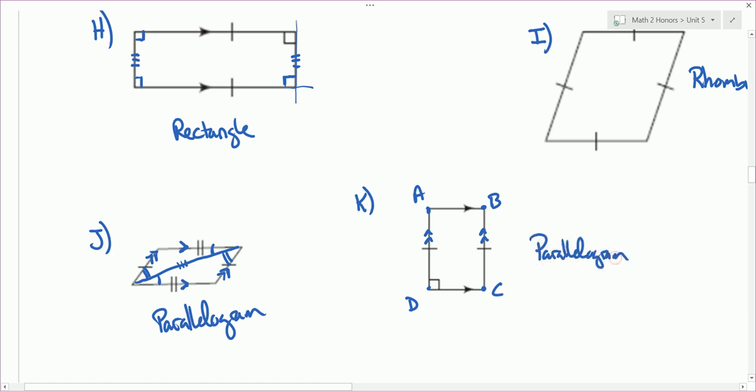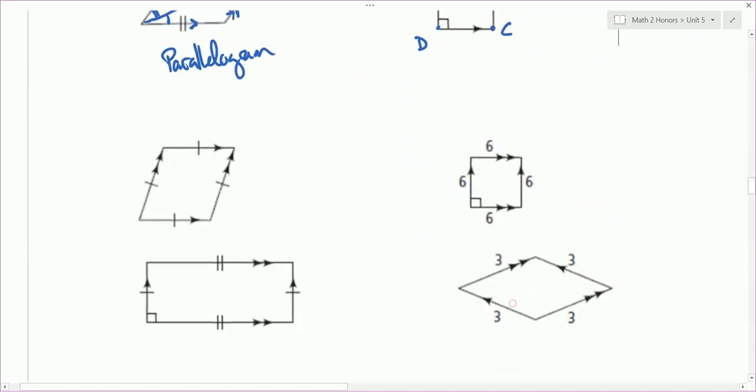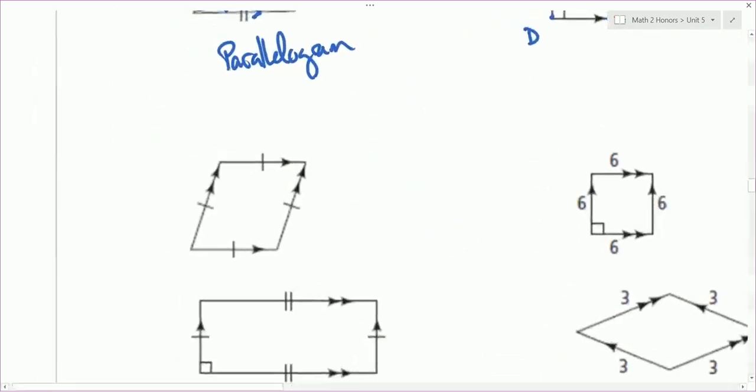That is not an easy one to show why. It's kind of evident to look at, but to come up with a good reason why, we came up with one, but it's not a quick and easy one. This next one, opposite sides are parallel and opposite sides are congruent. This is a rhombus.